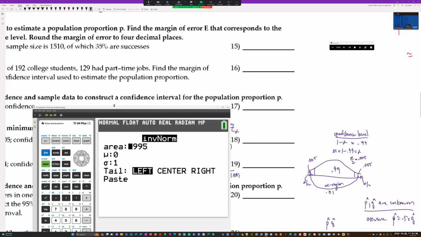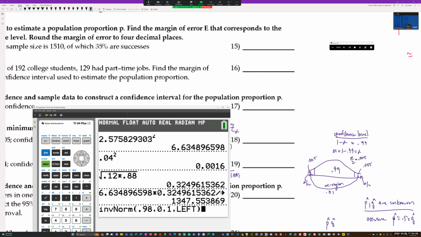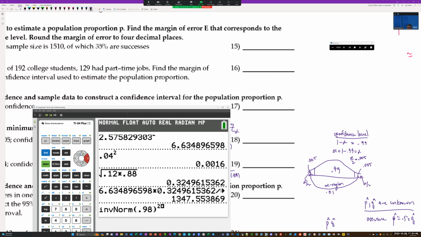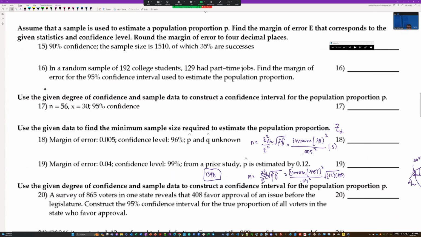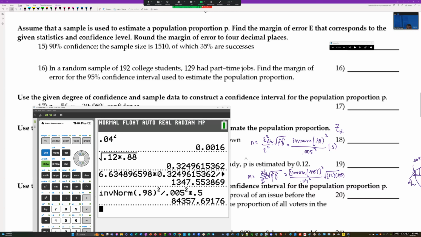In norm, what was this? 0.98 you said, right? Square this, divide this by, then it was like 0.005, I think. Squared, then I said multiply this by 0.5. That right? That was wrong. 0.005. I gotta check if this works.